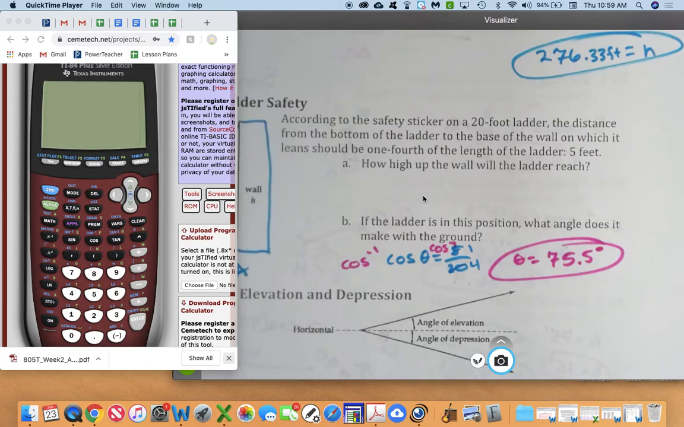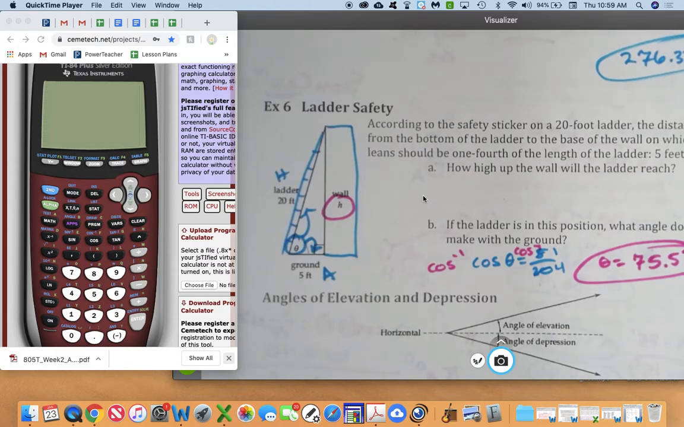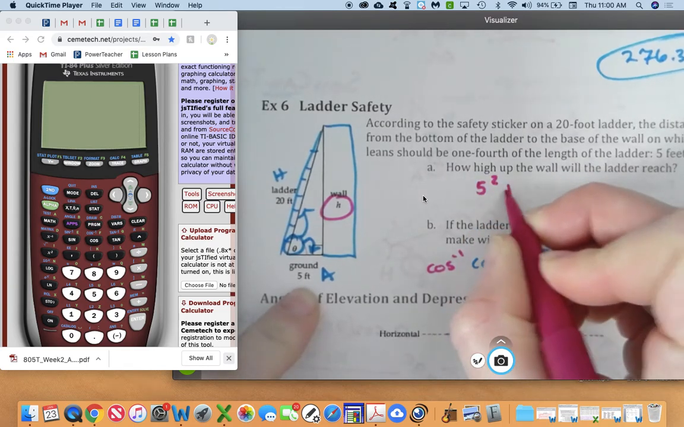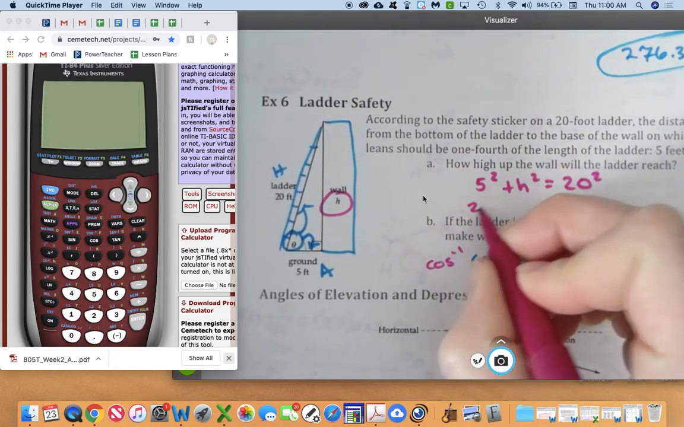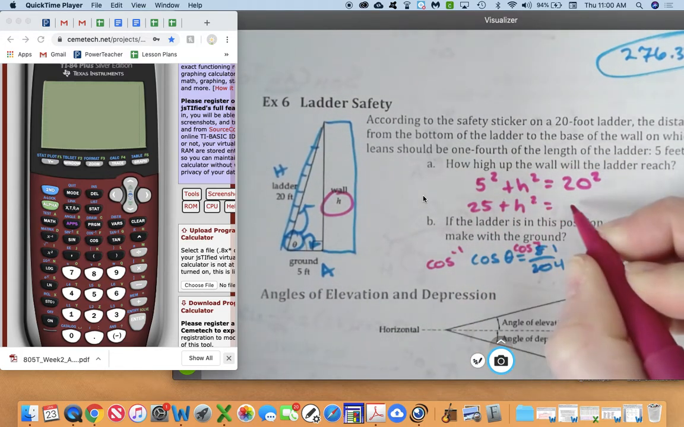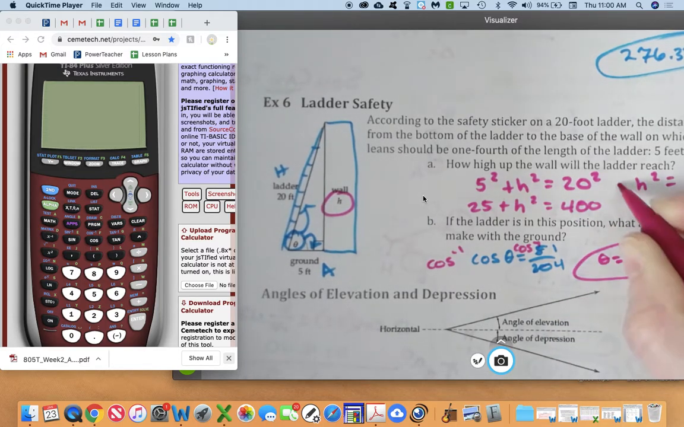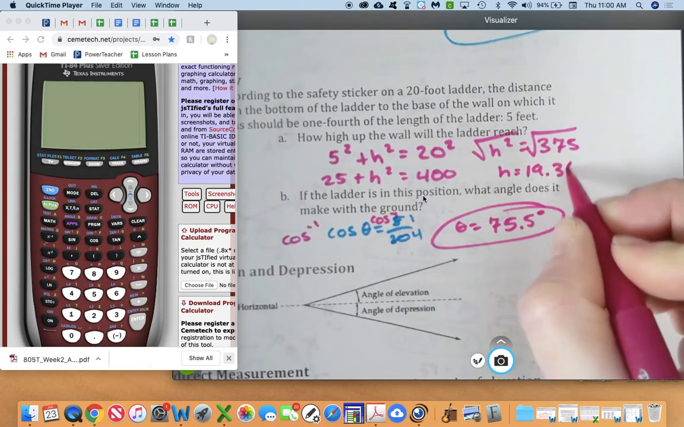So, how do I find h? I would do the Pythagorean theorem, because the angle was rounded, and we want to use the stuff that's not rounded. So 5 squared plus h squared equals 20 squared. 25 plus h squared equals 400, so h squared equals 375. h is 19.36 what? Feet.